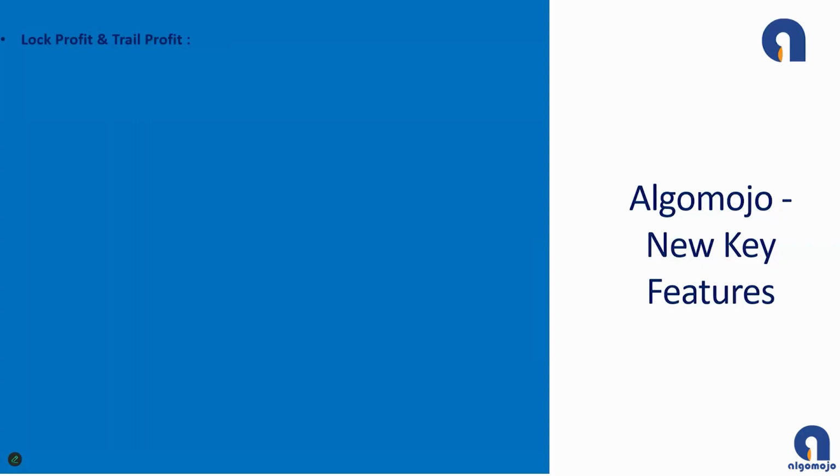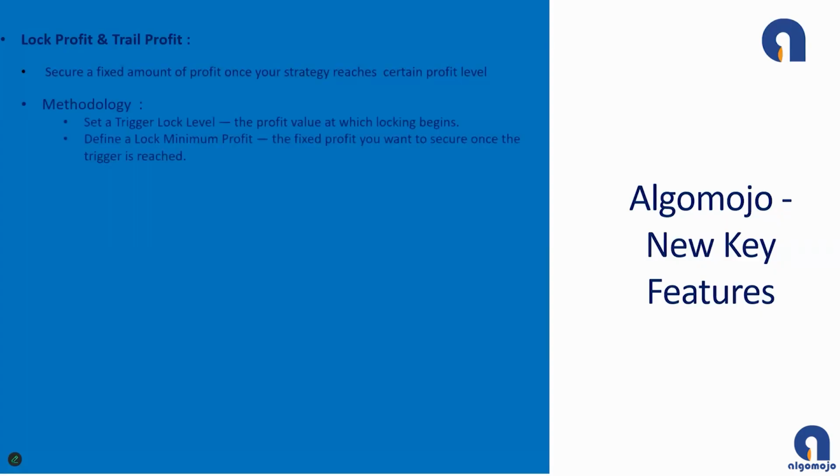Now the process of setting up locking of profits is pretty simple. You can do it with a couple of steps. You'll need to say when you would like to trigger this, and once you've said that, you will need to say what is the amount that you want to lock in. So suppose you say that, okay, if my profit has reached a level of 10,000 rupees, I want this trigger to be enabled, so you can set that. And once it is triggered, suppose you say that I want a minimum profit of 6,000 to be locked in. So come what may, you can set that as 6,000 rupees.